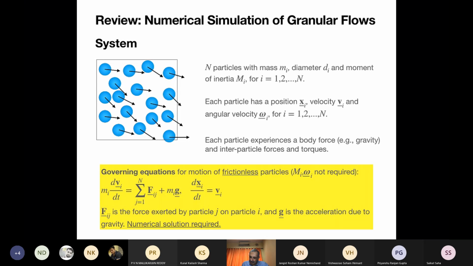In this case, we saw that the governing equations are: mass times acceleration is the sum of the interparticle forces plus the body force, and the rate of change of position is just the velocity. In this equation, F_ij is the force exerted by particle j on particle i, and g is the acceleration due to gravity. Of course, since there are so many particles all interacting with each other, you have to have a numerical solution.